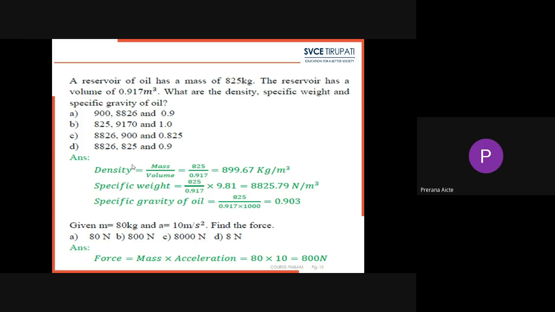So coming to the density, the formula for density is mass by volume. So they have given both the values. Simply substituting those values, we can get the density as 899.67 kg per meter cube.